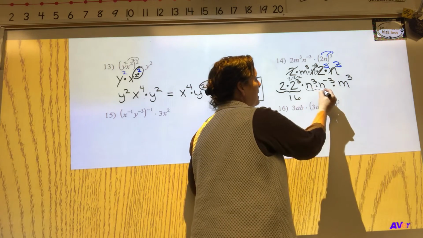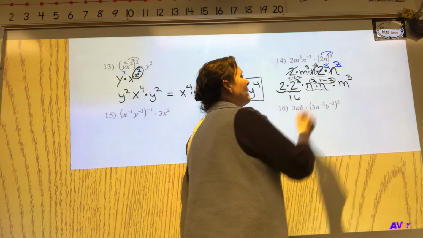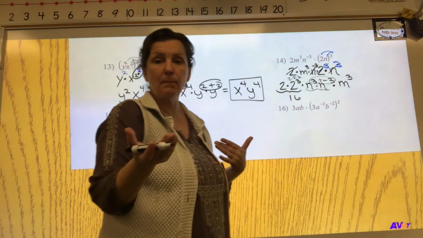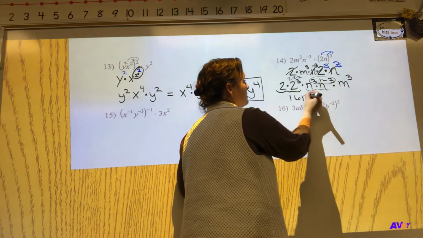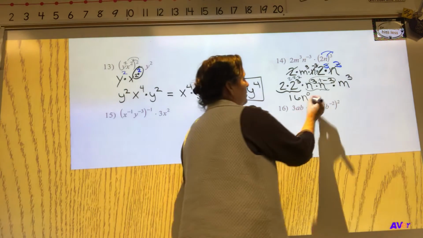Now we have like bases here. And when we have like bases, we add our powers. 3 plus a negative 3. Well, if you're using a number line, 3 and a negative 3 make a 0, right? So here we are with n^0, and we're going to have m^3.